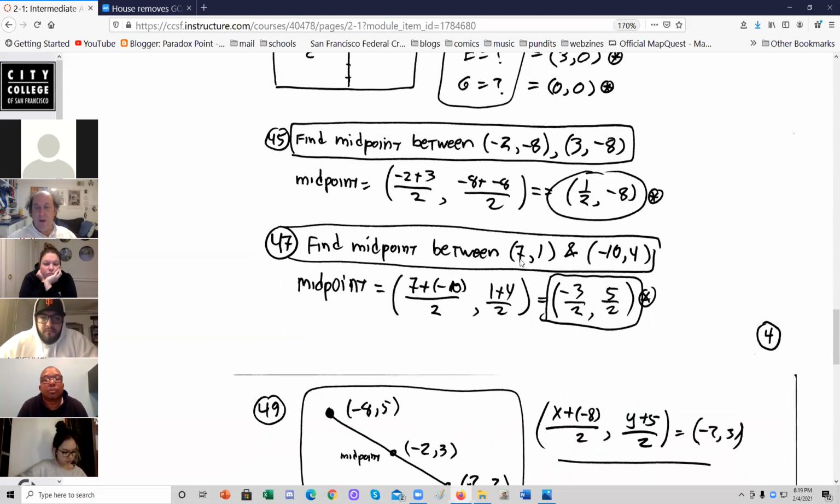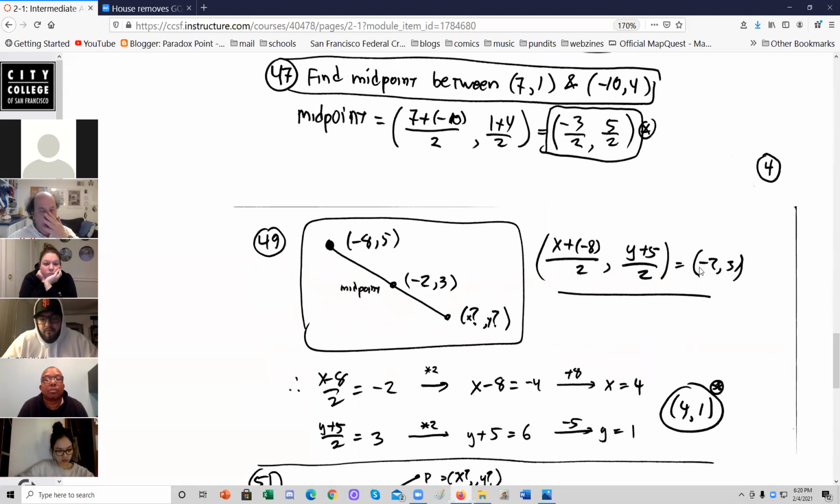All right, here is the midpoint between 7 by 1 and negative 10 by 4. Okay, for the x coordinate, we average 7 and negative 10. 7 plus negative 10 over 2, which is negative 3 halves. For the y coordinate, we average 1 and 4. 1 plus 4 over 2, which is 5 halves. So the midpoint is negative 3 halves by 5 halves.